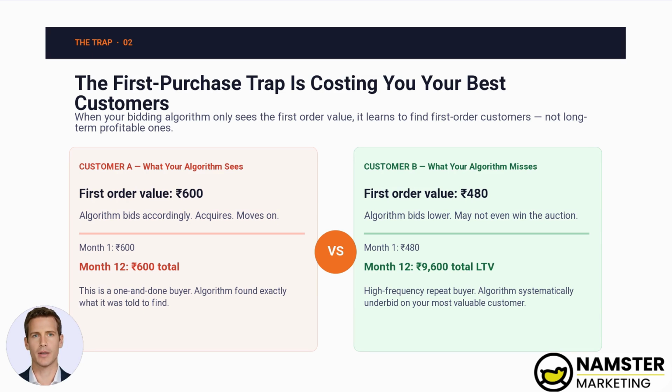But look at the long-term data. Customer A never returns, leaving their total value at 600. In contrast, customer B is a high-frequency repeat buyer who reaches a total LTV of 9,600 within 12 months. When your bidding logic only sees the initial transaction, it learns to find one-and-done buyers rather than long-term profitable ones. By ignoring customer B, you are essentially letting your competitors win your most valuable future revenue. We must change what the algorithm sees to capture this hidden value.